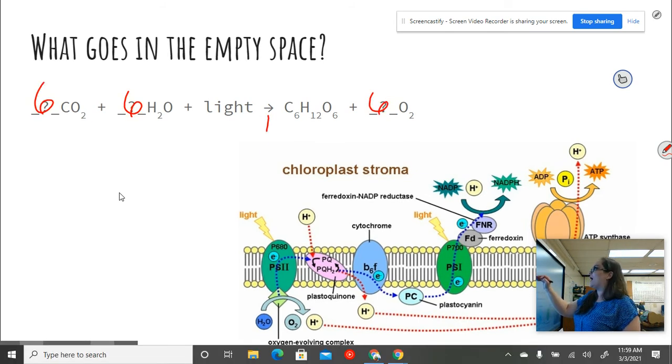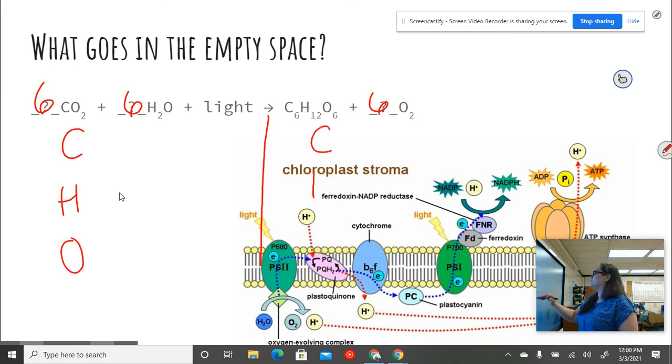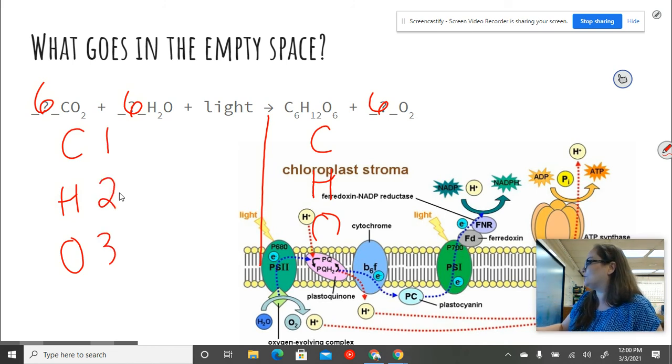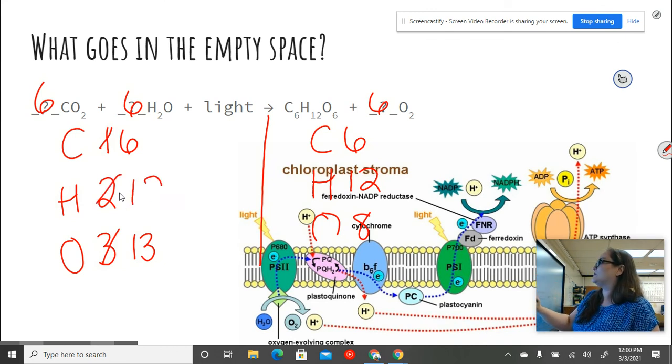Now, I want to show you why it's 6, because we've got carbon, hydrogen, oxygen, carbon, hydrogen, oxygen. So we've got 1, 2, and 3, 6, 12, and 8. So we need 6 carbons, right? So we're going to put a 6 here, and that's going to give us 6 carbon. Okay, and then we know we need 12 hydrogen. So 6 times 2 is 12. So that gives us the 12 hydrogen.